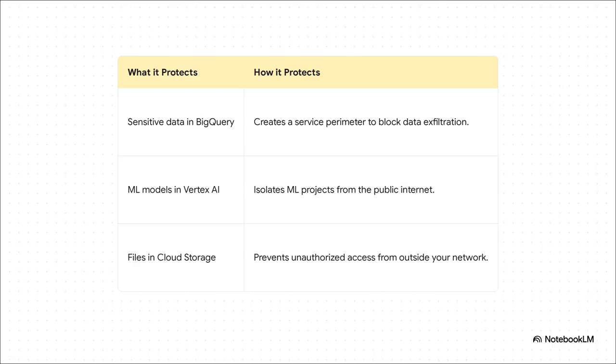Well, imagine you have really sensitive customer data sitting in BigQuery. You can place it inside a service perimeter. Now, even if an attacker somehow gets a hold of a user's credentials, they are completely blocked from copying that data out to some unauthorized place. You can isolate your machine learning projects in Vertex AI, or you can lock down your cloud storage buckets so they can only be reached from inside your own secure network. It's incredibly powerful stuff.